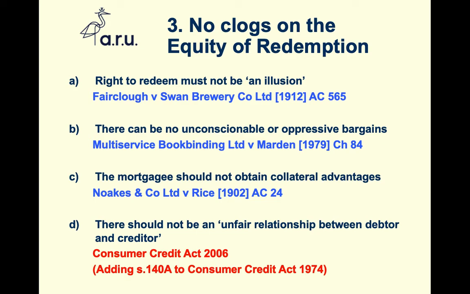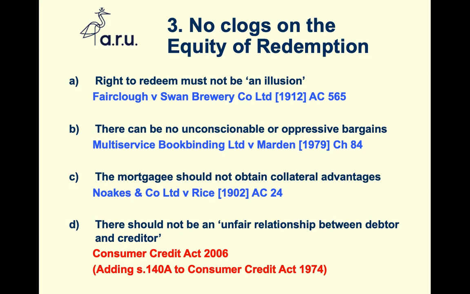So they will look at, it will be a bit more subjective in terms of looking at the positions of the parties and seeing if there's something oppressive being done as regards the terms of the mortgage, perhaps the interest rates, the term itself, how long it's for, etc. So if that is seen to be unconscionable or oppressive, the mortgage itself could be overturned.